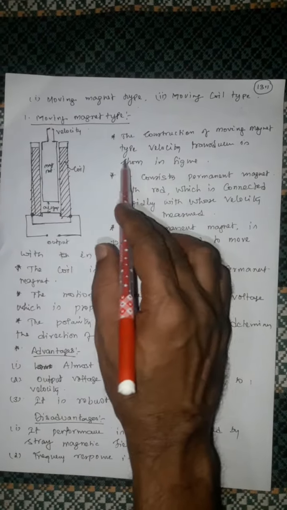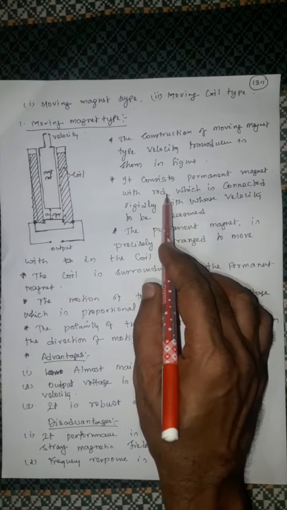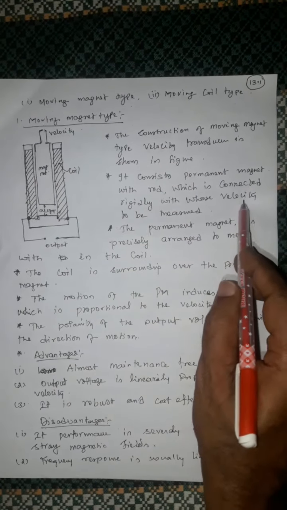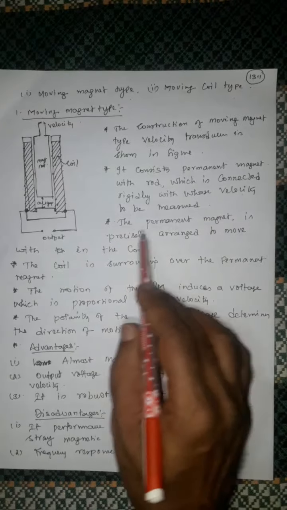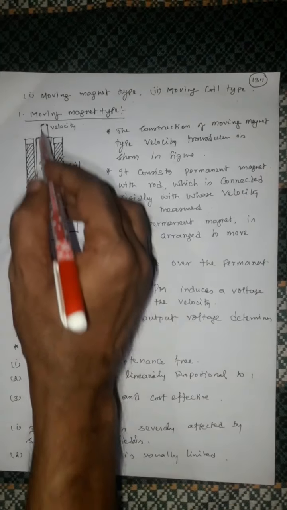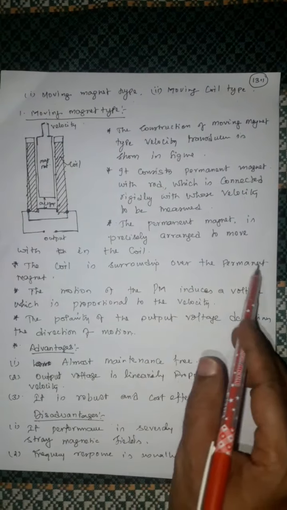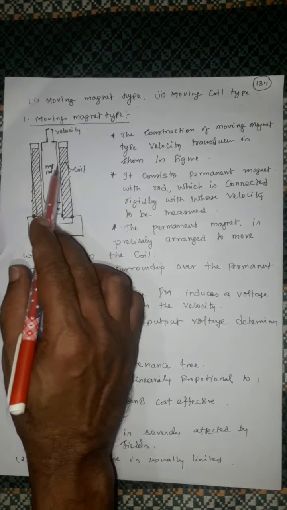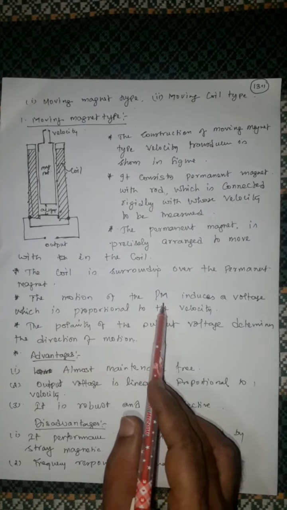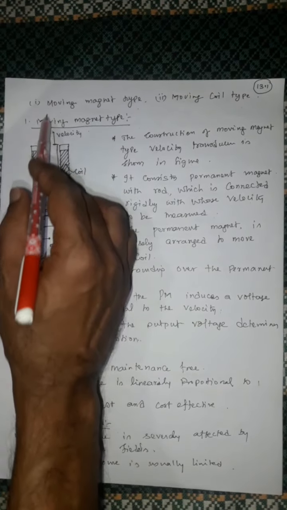The construction of the moving magnet type velocity transducer is shown in the figure. It consists of a permanent magnet with a rod which is rigidly connected to the object whose velocity is to be measured. The permanent magnet is precisely arranged to move within the coil. The coil surrounds the permanent magnet. The motion of the permanent magnet induces a voltage which is proportional to the velocity.